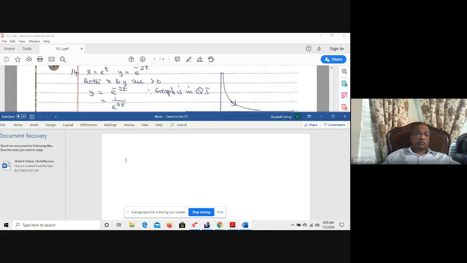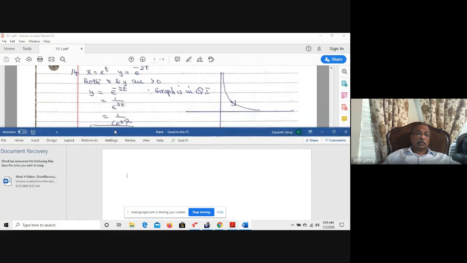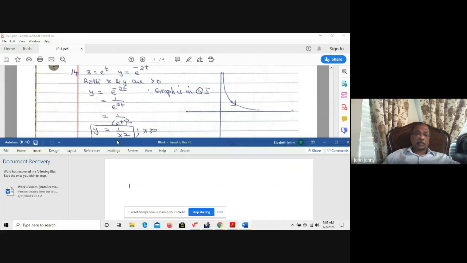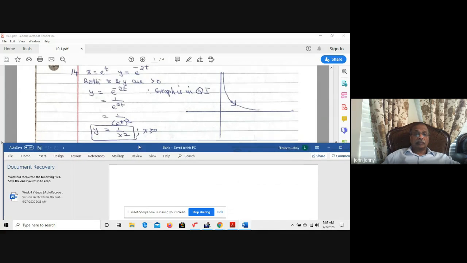And you start with y. y is equal to e to the negative t, that is 1 over e to the t, that is 1 over x. So y is equal to 1 over x. You may graph this, or you may graph this by using the parametric mode. This will be a branch of the rectangular hyperbola in the first quadrant.